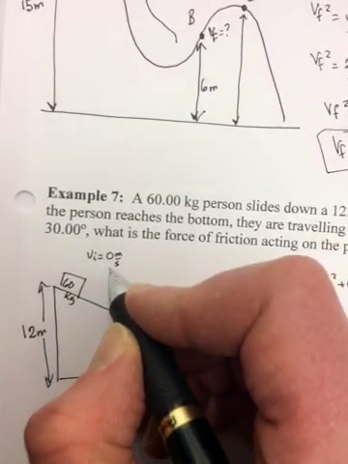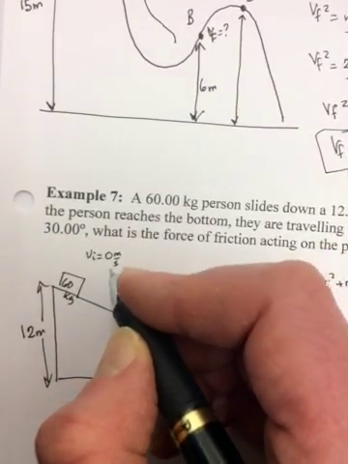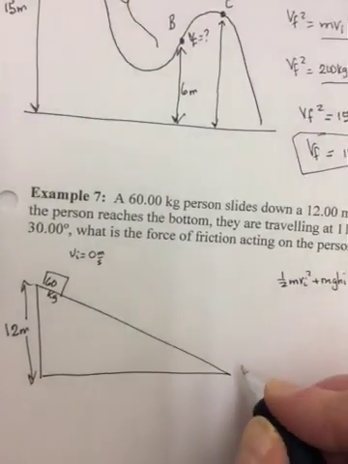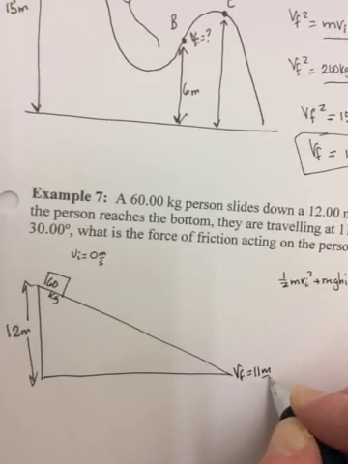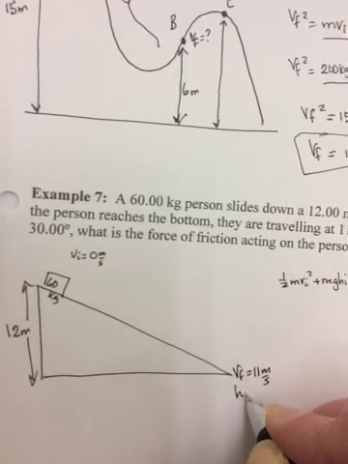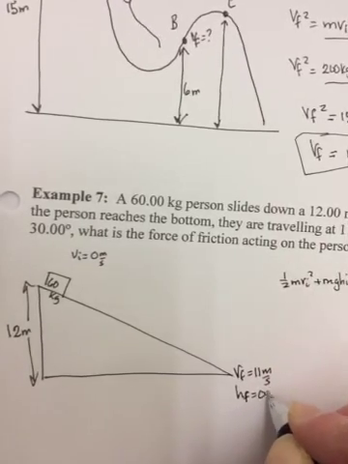Starting from rest, so VI is 0 up here. When the person reaches the bottom, they are traveling 11 meters per second. So VF is 11 meters per second. And of course, HF here is going to be 0.